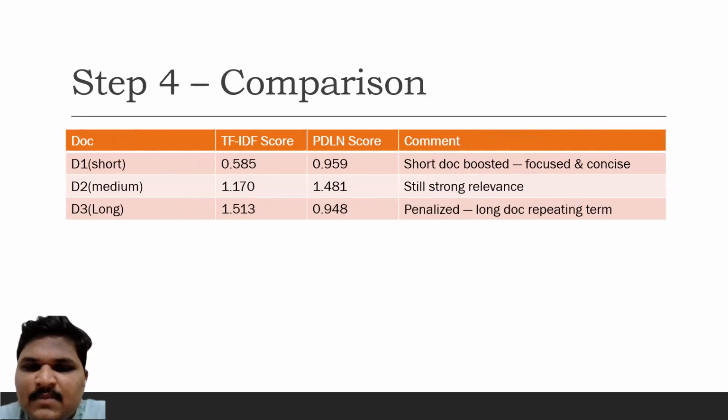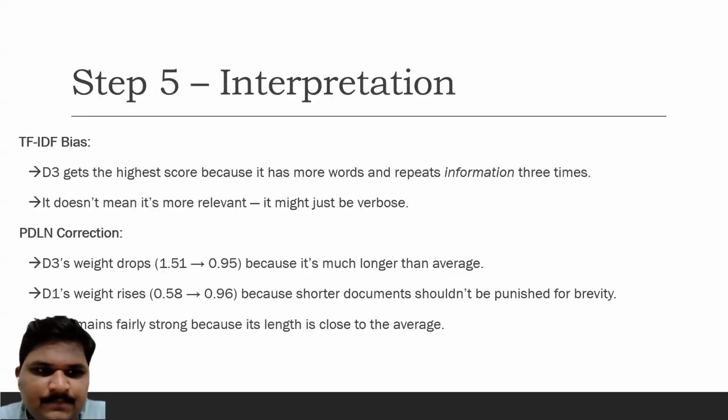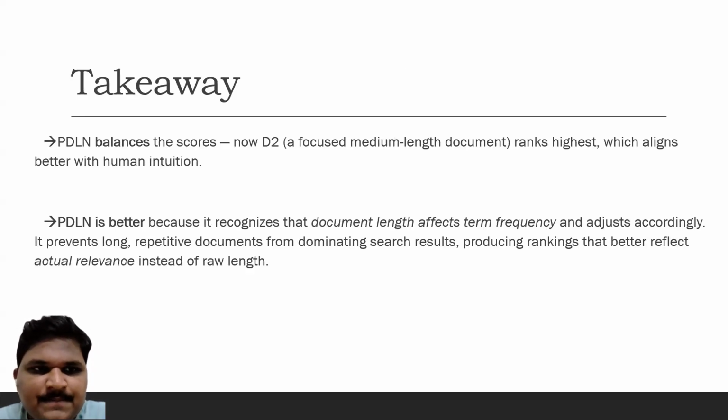So that's why D3, being greater than the average document length, is reduced to 0.95. When it comes to D1, it is less than the average document length, so it has been increased from 0.58 to 0.96. And D2 remains fairly strong because its length is close to the average, so there is little normalization here.